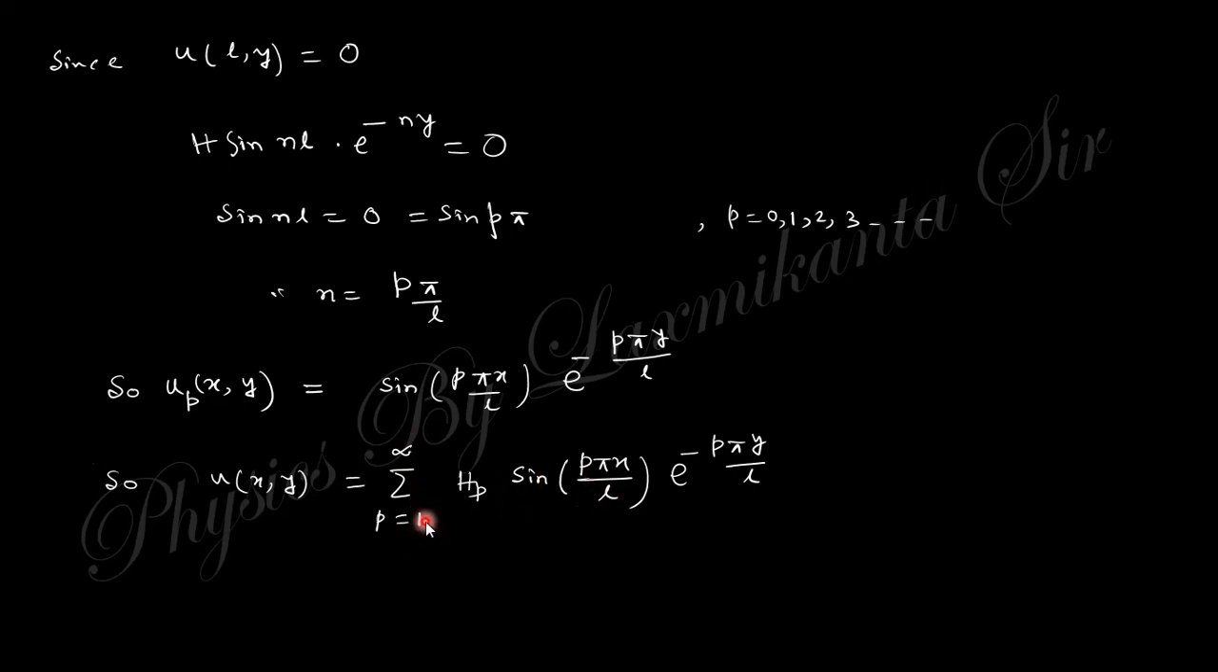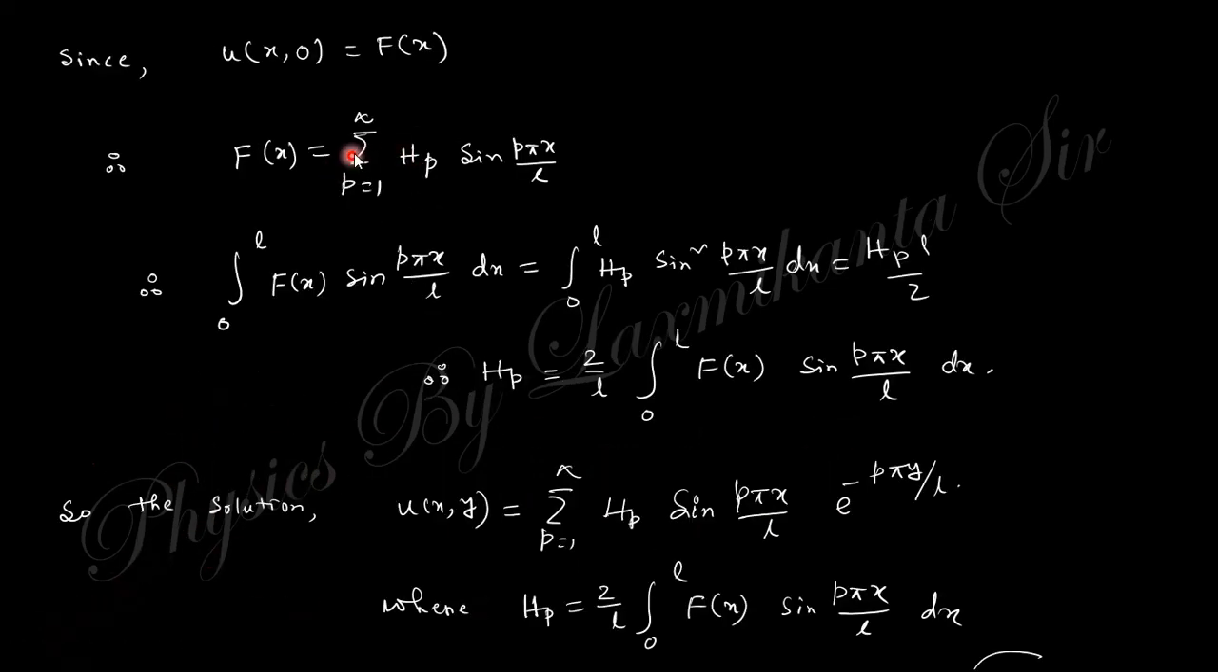We start p equals 1, because if we put p equals 0, this will be 0. That's why we take p equals 1. If you take p equals 0, there is no problem, but in this case this will be 0. For p equals 1, this summation will be the total solution. Clear? You have another boundary condition, that's one. So use this condition, you will get this one.